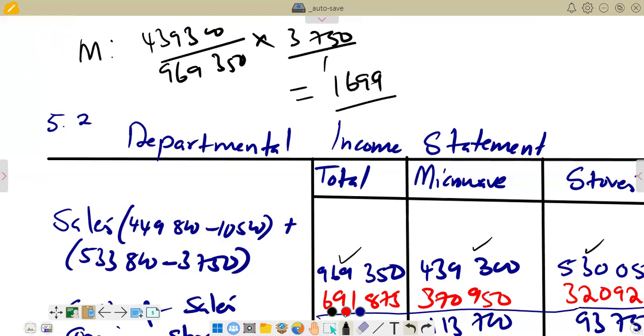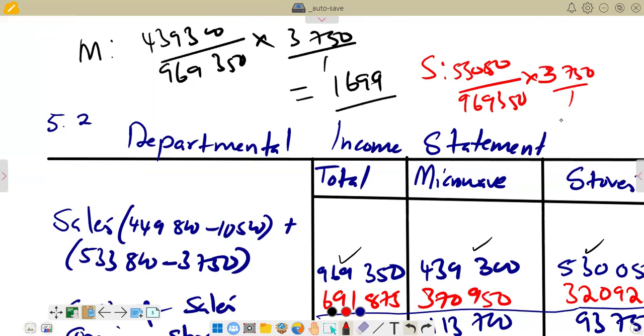Then on the second part, that is for stoves, the figure for stoves for sales is 530,050 over the total, 969,350. Then we multiply by 3,750. The answer that we're supposed to get there is 2,051. So these are the figures that we will end up with on discount allowed.